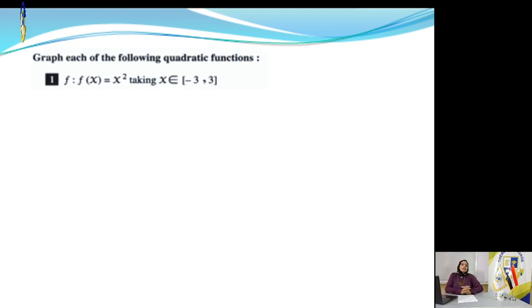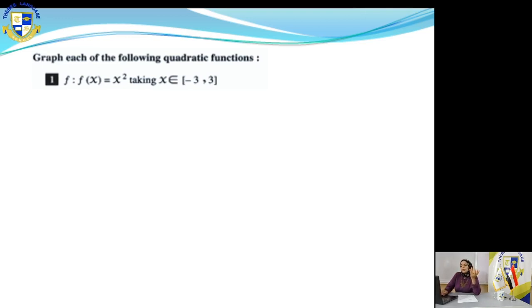We have here another example. Graph each of the following quadratic function. Quadratic function, it will be with the second degree. F of x equals x to the power 2. But here we have an interval which is -3 to 3. That means I will start from -3 to 3.